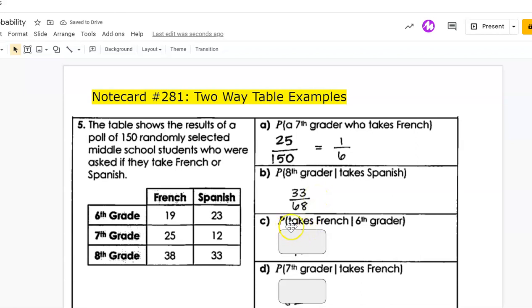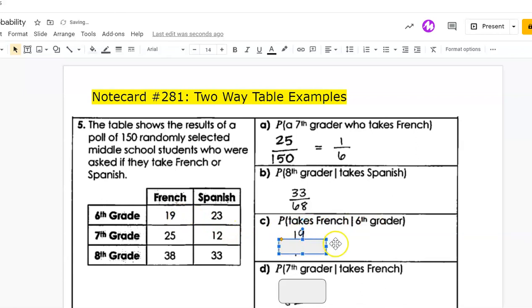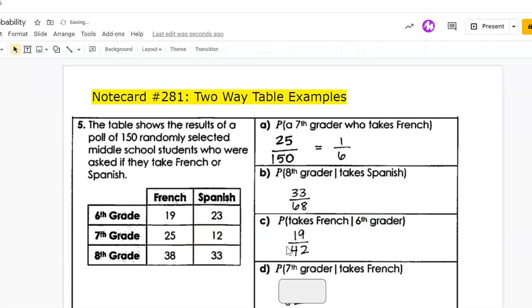Now, part C, what is the probability to take French given that they're a 6th grader? So what's the probability they take French and they're a 6th grader? That's 19 on the top. And on the bottom, what's the probability they're a 6th grader? So what's 19 plus 23? That is 42. And that does not reduce. So it's just 19/42. Part D, what's the probability that they're a 7th grader given that they take French?